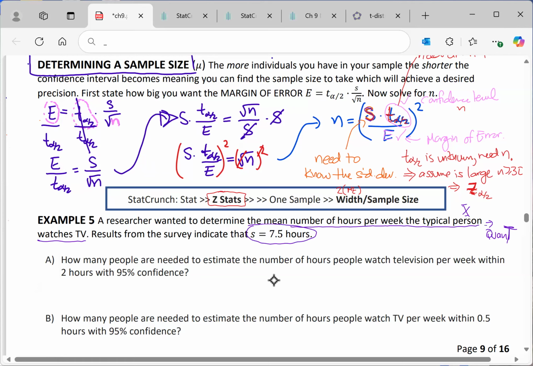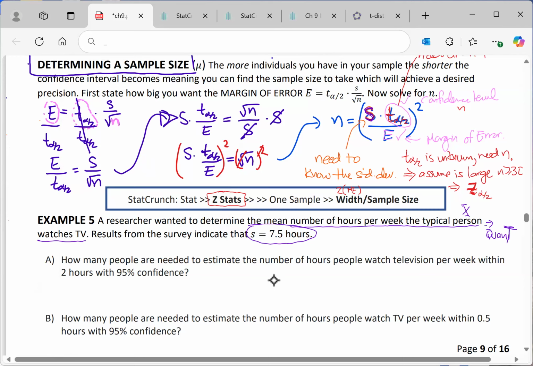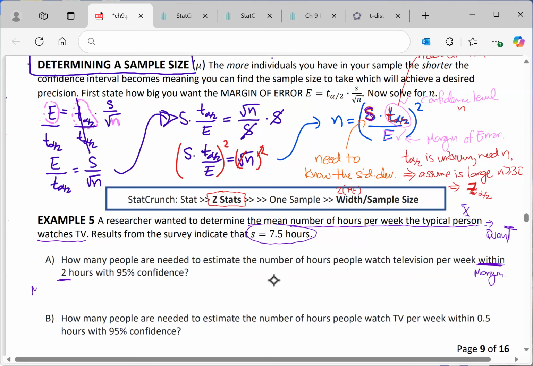So there it is. Look, we know what S is. T alpha over 2 is going to get replaced with Z alpha over 2. So that's going to be okay. And then we need E. So part A asks how many people are needed to estimate the number of hours people watch TV per week within 2 hours. There's the keyword within. That means this is the margin. So within 2. So the margin of error is equal to 2.